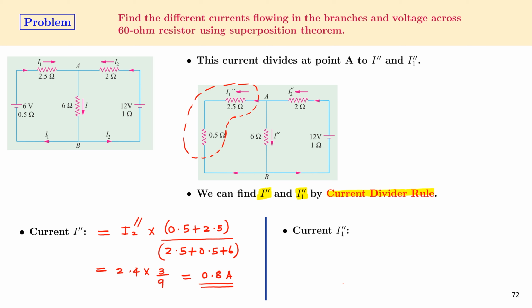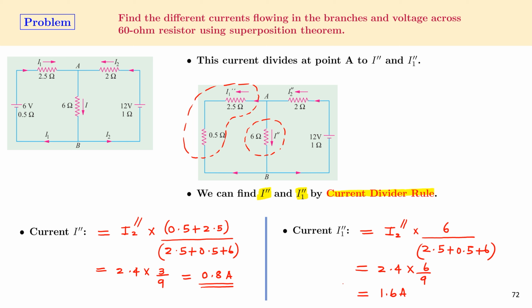Now the current I1 double prime is given by the total current, that is I2 double prime, multiplied by resistance in the other arm. So this is the other arm, that is 6 ohm, divided by total resistance in the loop, that is 2.5 plus 0.5 plus 6, and this is 2.4 multiplied by 6 by 9, which is equal to 1.6 amperes.